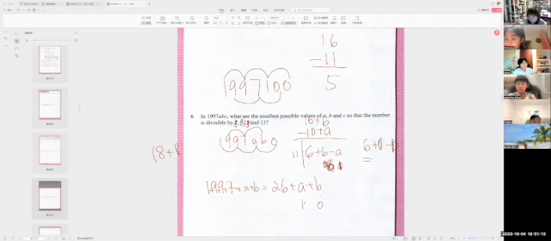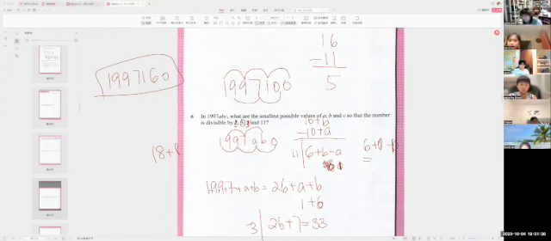So let's see the next one, 6 and 0. So 26 plus 7 equals 33. 33 is divisible by 3. Okay, so Elaine, congratulations. 1997160, that is one of the answers. Good job. Correct? Okay, so the numbers are A equals 1, B equals 6, and C equals 0.